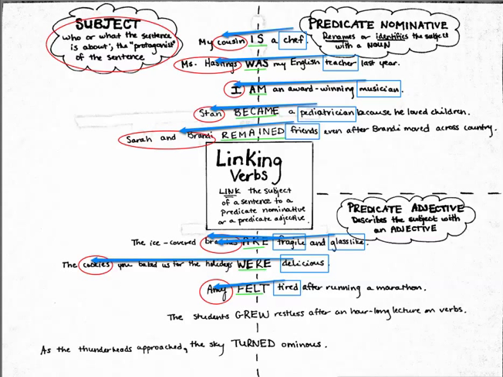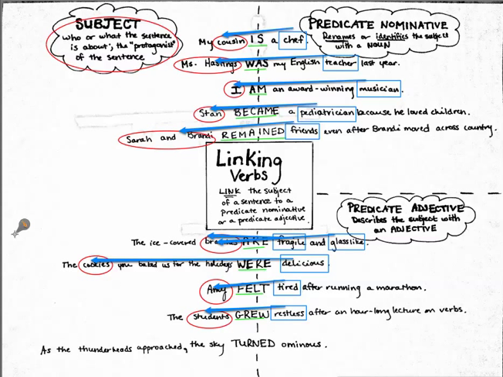Next sentence, the students grew restless after an hour-long lecture on verbs. Oh no, who would want that? The sentence is about the students. What is it telling us about the students? That they grew. How did they grow? Not that they grew in inches. Growing in inches would indicate an action. It's really saying they became restless. The students grew restless after an hour-long lecture on verbs, linking restless to students.